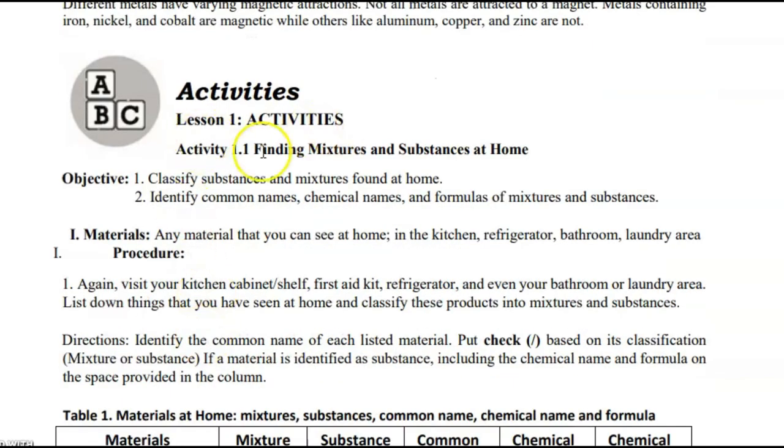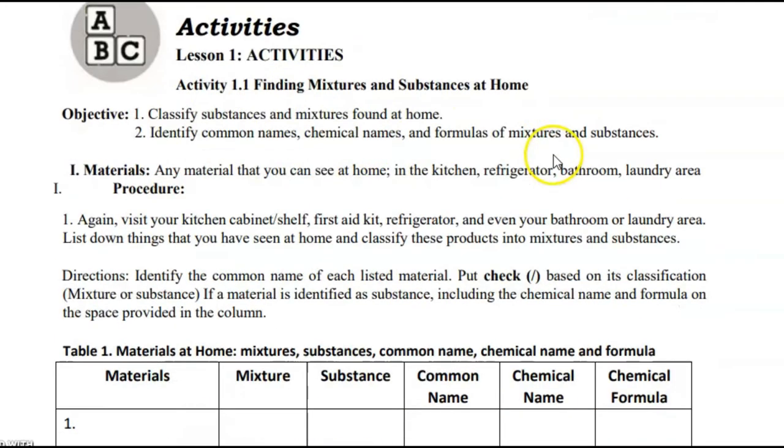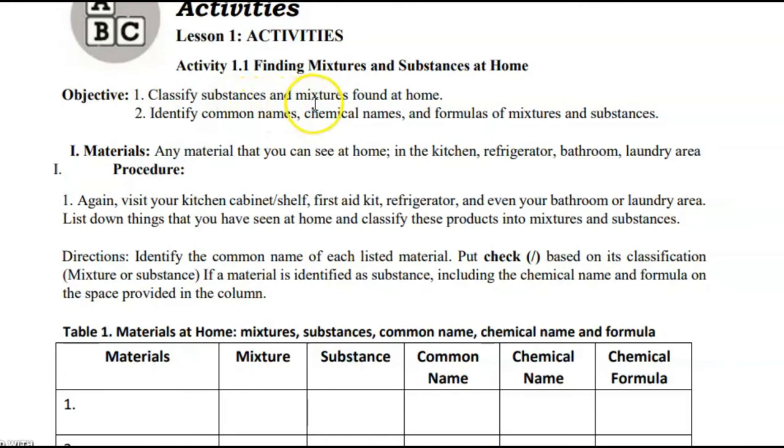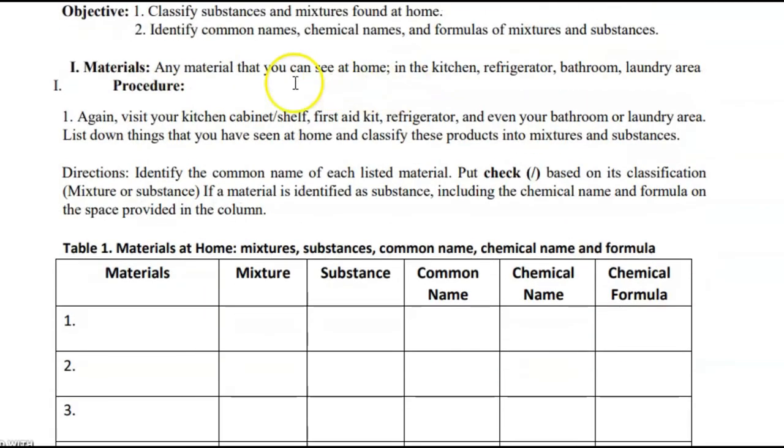Activities. Lesson 1. Activity 1.1. Finding mixtures and substances at home. Classify substances and mixtures found at home. Identify common names, chemical names, and formulas of a mixture and substances. What are the materials needed? Any material that you can see at home. Bawal lumabas. In the kitchen, refrigerator, bathroom, laundry area.